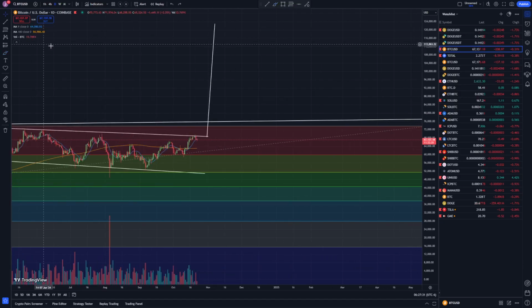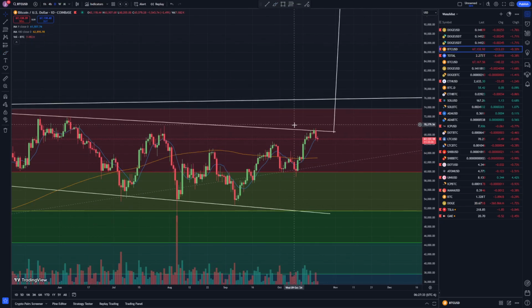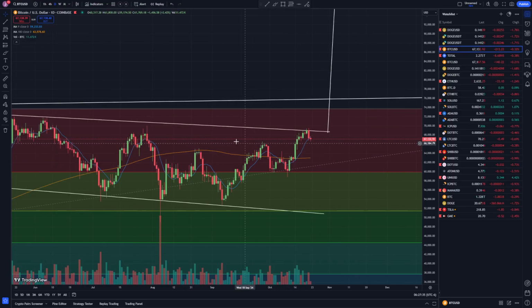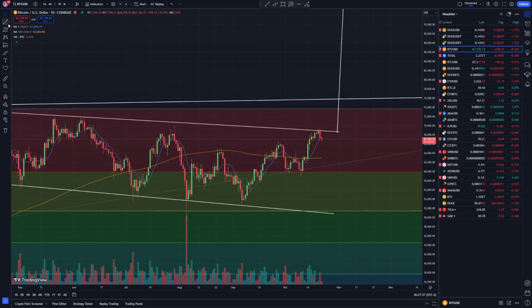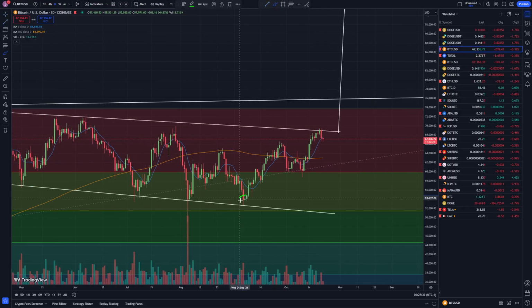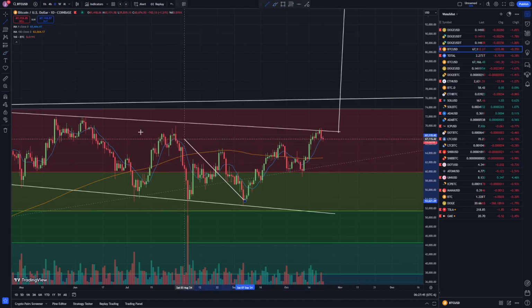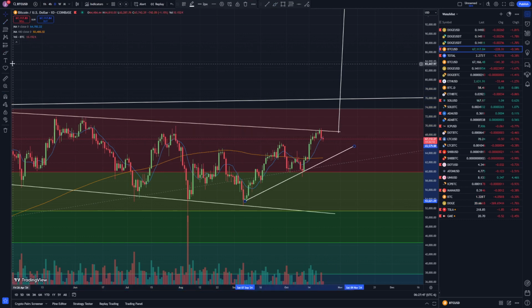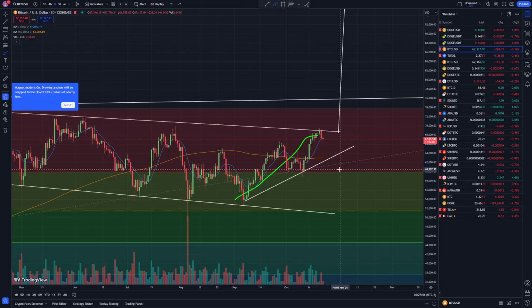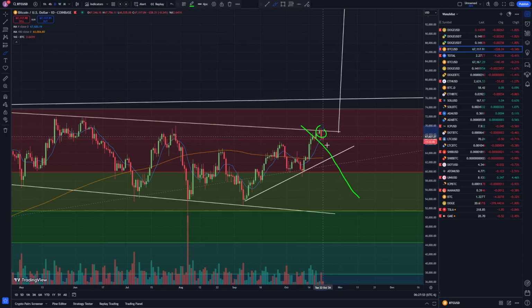Okay, so let's take a look at Bitcoin. Let's really zoom in and see what's going on with it. I guess you could also argue that we have support right here. Let's go ahead and draw an uptrend, something like this. When we're looking at uptrends, or when it's moving up, we look at the bottoms, and when it's moving down, we look at the tops.